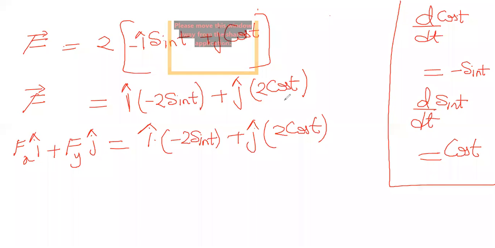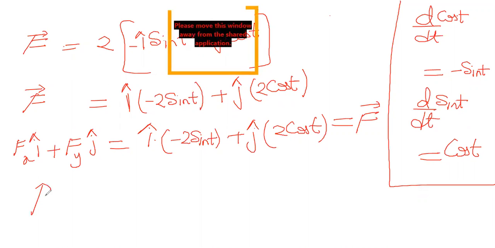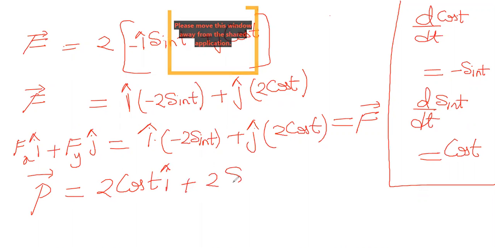Finding the angle. The question asked is: what is the angle between f bar and p bar? This is f bar. What was our p bar? It is already given in the question, which we have made like this. What was the p bar? 2 cos t i cap plus 2 sin t j cap. This was my p bar.